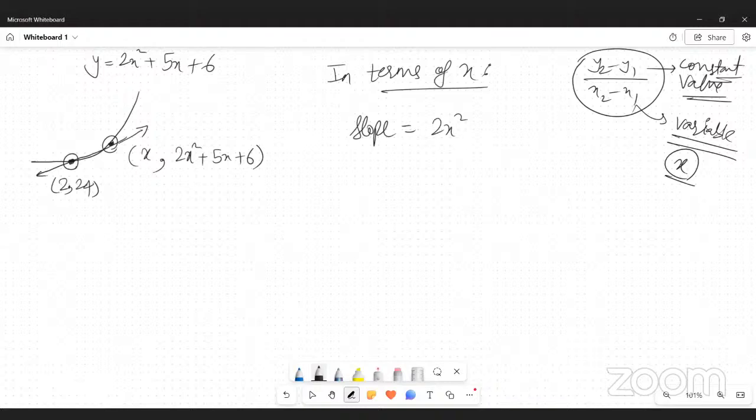So it will be 2x squared plus 5x plus 6. That is y2 minus y1, divided by x2 minus x1. So does everyone get it? Does everyone get how we did it? Yes, sir. Okay, great. Because earlier everything was a constant. I have just changed it to this.